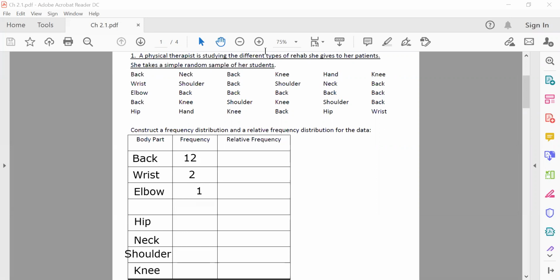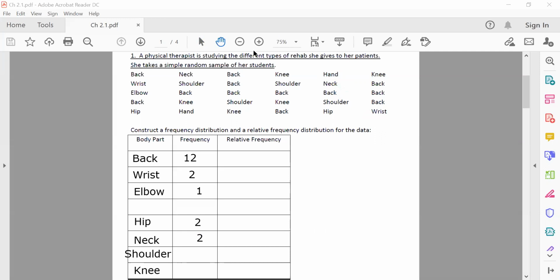The hip. Let's see, we'll just go through there. 1, 2 instances of the hip. Neck. Let's see, 1, 2 instances of the neck. So it looks like back issues are clearly the most prevalent.